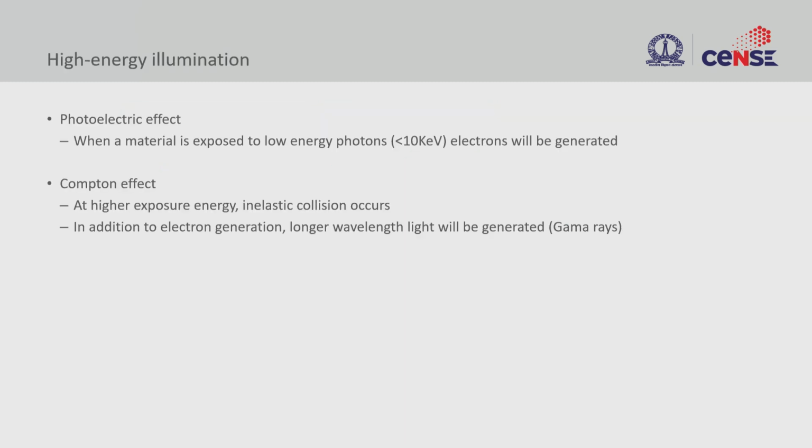And there are other problems related to using high energy. Two of the predominant ones are the photoelectric effect and the Compton effect. Here you degrade the material itself. A continuous exposure to this high energy radiation will degrade the material, right? And it will create elastic and inelastic collisions at very high exposures, and this will create electrons, right? And also you create longer wavelength light, which is very dangerous, right? So you want to make sure that your exposure is under control.